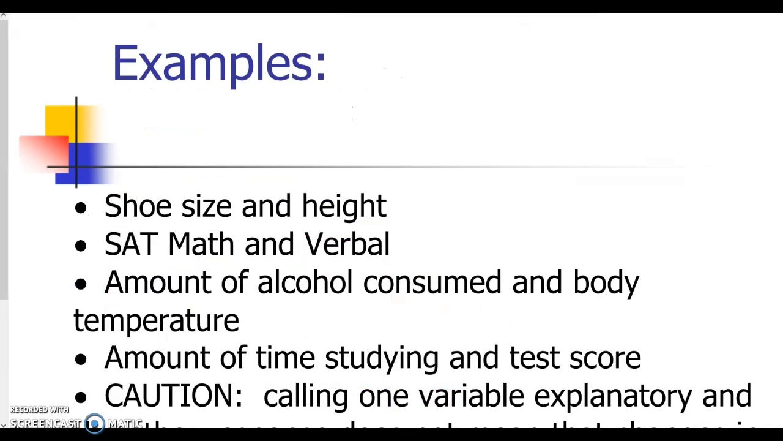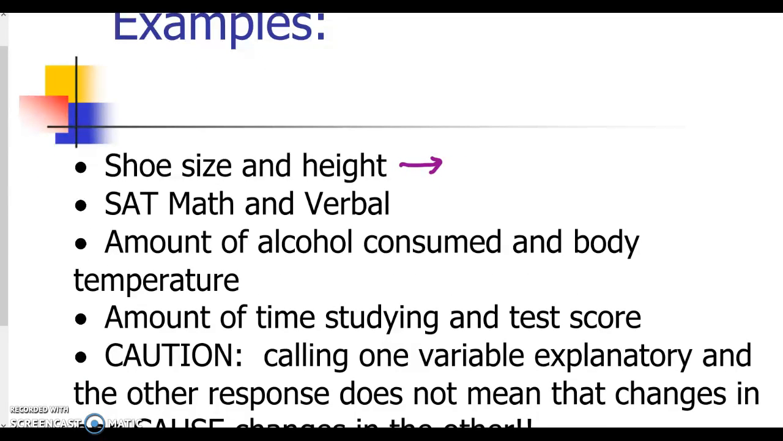Let me give you some examples of bivariate data. So one example could be shoe size and height, and we will actually collect data and look at the relationship between the two, but you might think that there's a relationship between how big someone's foot is and how tall they are. Another example could be SAT math and verbal scores. Is there a relationship between how you do on the math section and how you do on the verbal? A couple more: amount of alcohol consumed and body temperature. Amount of time studying hopefully indicates or leads to a higher test score.